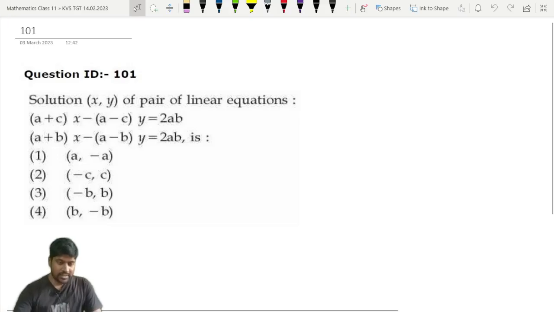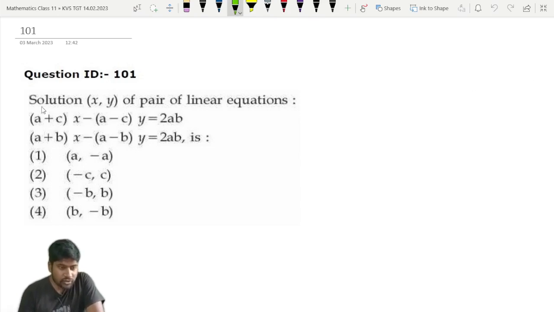Today's first question is on the screen, that is question number 101. What it is telling: solution x comma y of a pair of linear equations. Two linear equations are given, and we have to find the values for x and y. In many ways you can solve this system of linear equations: the elimination method, the substitution method, or the cross multiplication method. By using any one of these methods you can solve it.